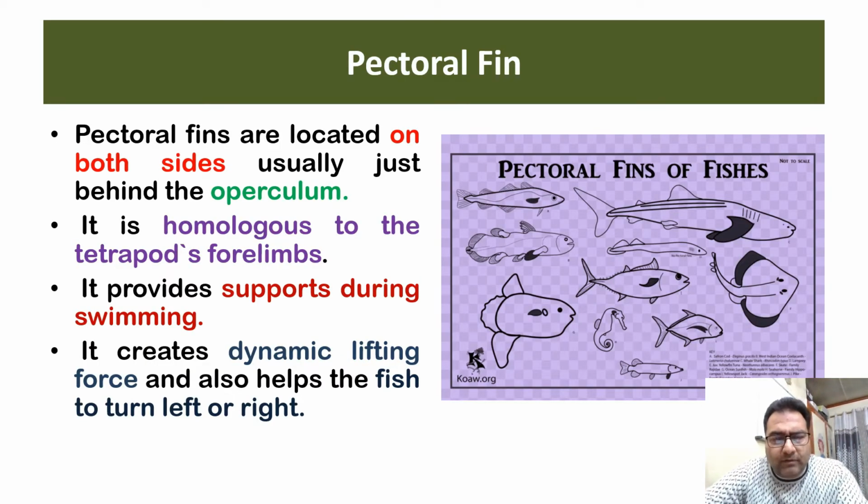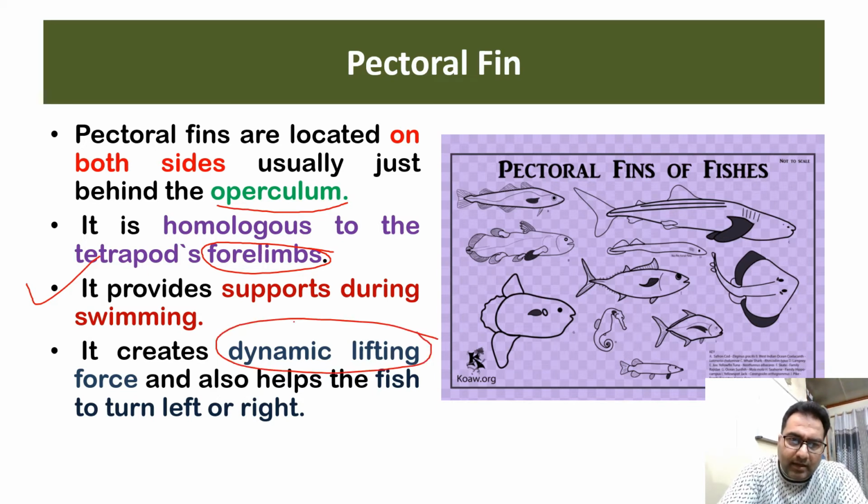Then we do have the pectoral fin. The pectoral fins are located on both sides, usually just behind the operculum, and they are homologous to the tetrapod forelimb. They provide support during swimming. An important feature of the pectoral fin is that it creates dynamic lifting force and helps the fish to turn left or right. So it is the fin which is responsible for turning the fish right and left.